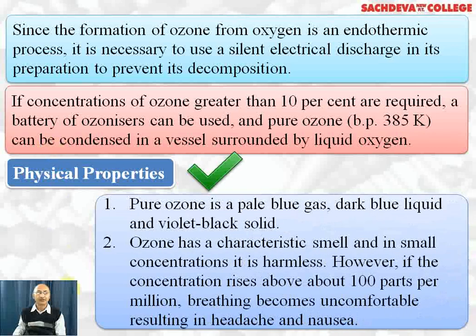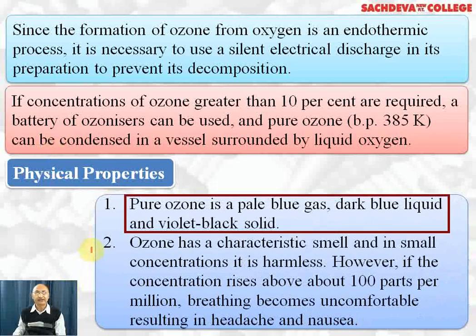Physical properties: pure ozone is a pale blue gas, dark blue liquid and violet black solid. Its color changes with the physical state because van der Waals force of attraction increases and they absorb different wavelengths from light and radiate the complementary color.